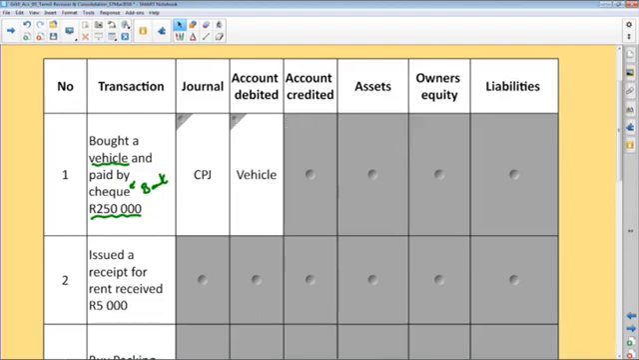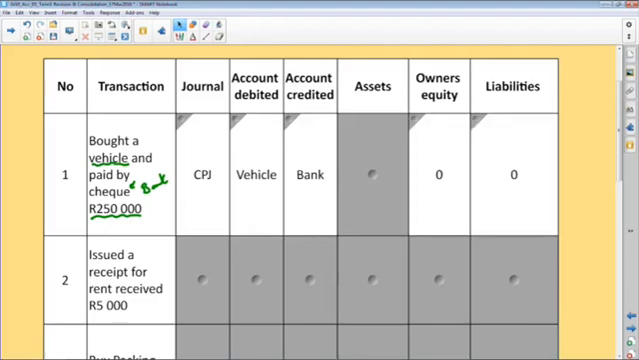So vehicles, an asset, will be debited. We have more assets, but also bank is an asset and we are losing assets. So therefore, both of these accounts will be assets. So we can't touch owner's equity or liabilities. And remember, your equation states that assets equals owner's equity plus liabilities. So we'll have plus minus 250,000. I hope you got that one right. Let's go and look at the next one.